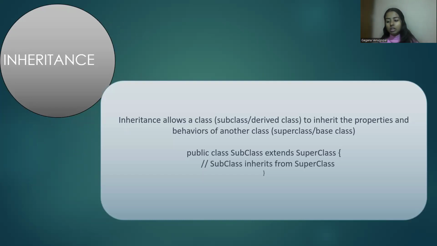Inheritance. In general, we inherit our genes from our ancestors, from our parents. Same in the case of Java, inheritance allows a class, the subclass or derived class, to inherit the properties and behavior of another class, the superclass or the base class.